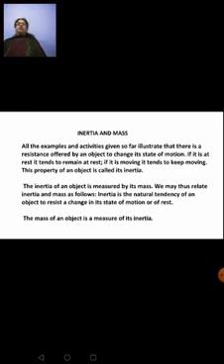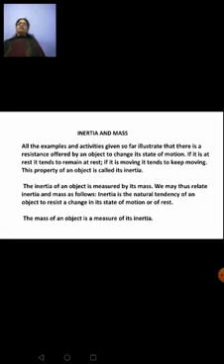So an object which is at rest will continue its state of rest, or an object which is in motion will continue its state of motion unless and until an external force acts on it. See, all the examples and activities that were shown till now state that there is a resistance offered by an object to change its state of motion. If it is at rest, it tends to remain at rest. If it is moving, it tends to keep moving. This property of an object is called inertia.